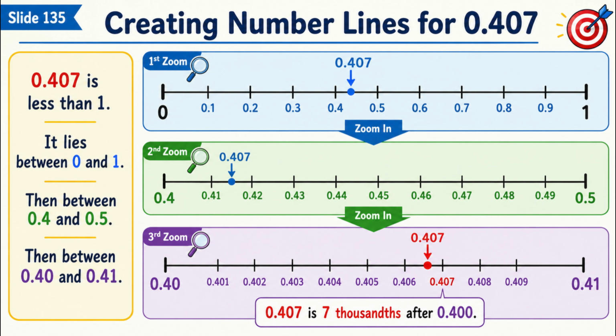Creating number lines for 0.407. The decimal 0.407 is less than 1, but it can still be located on a number line. First, locate it between 0 and 1. Then zoom in between 0.4 and 0.5. Next, zoom in between 0.40 and 0.41. The number 0.407 is 7 thousandths after 0.400. So 0.407 lies between 0.40 and 0.41.